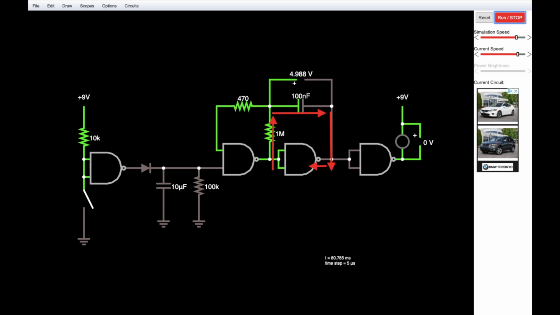Now current travels to ground and produces two low inputs on the last NAND gate, outputting a high of 9 volts and creating a voltage difference of 0 across the LED, turning it off.